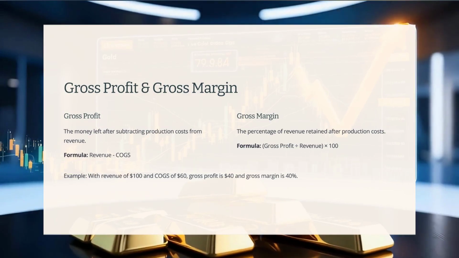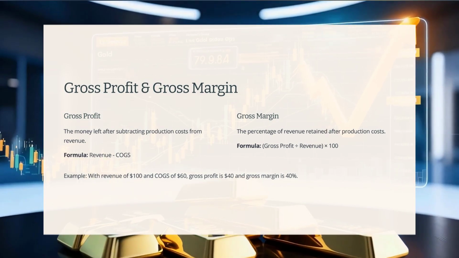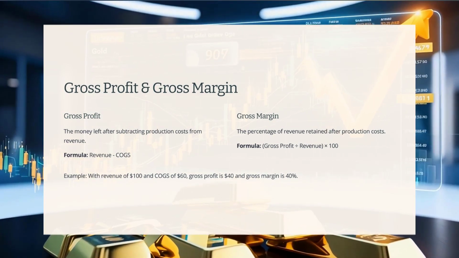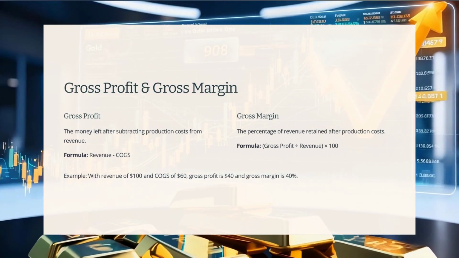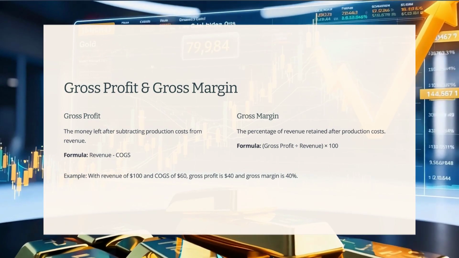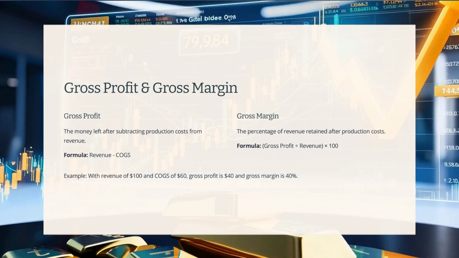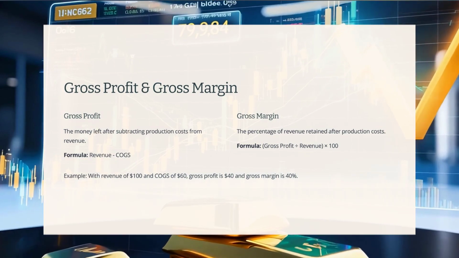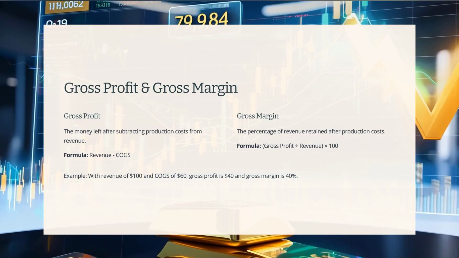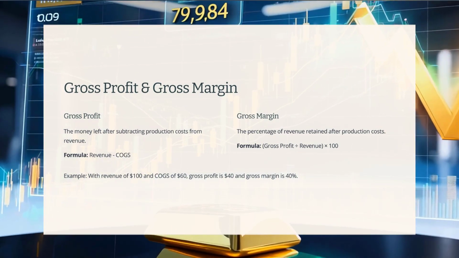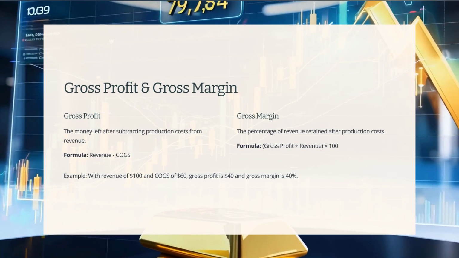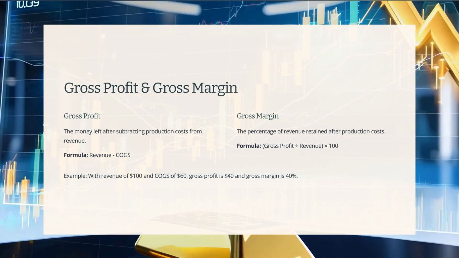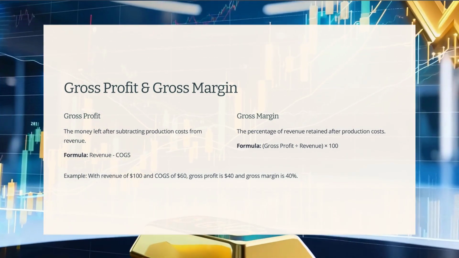Gross profit is the money left after subtracting COGS from revenue. For instance, if a company makes $100 in revenue and spends $60 on production, its gross profit is $40. Gross margin goes one step further and tells us what percentage of the revenue the company keeps after production. In this case, that would be 40%. These numbers help investors see how profitable a company's core operations are.